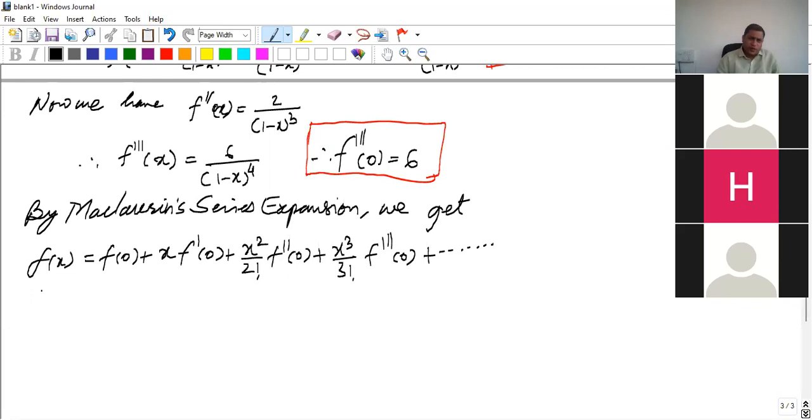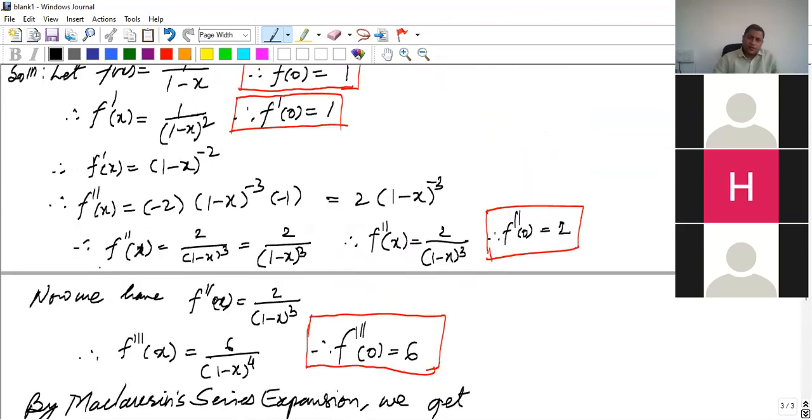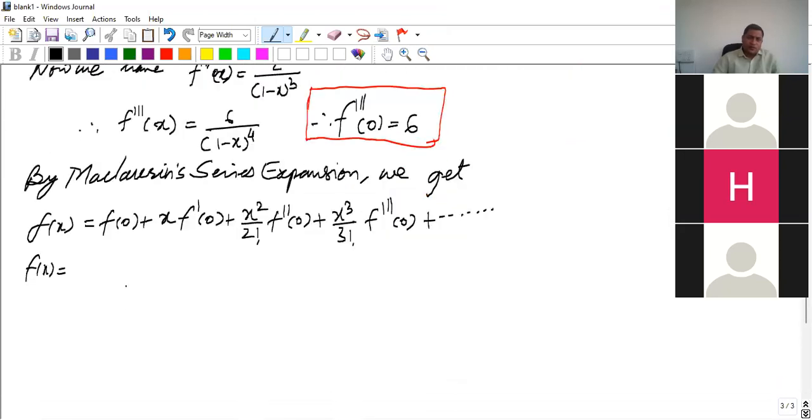Now put up these values one by one. So we can have f of x is equal to, we can see this is going to be 1. Okay, so we have this is going to be 1 plus x into 1 plus x square by 2 factorial into 2 plus x cube by 3 factorial into 6.